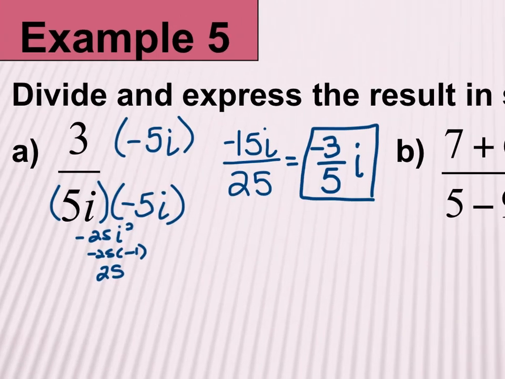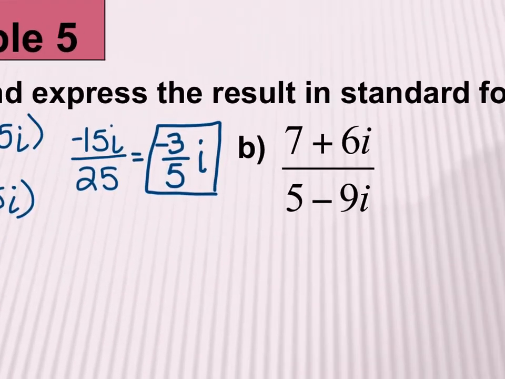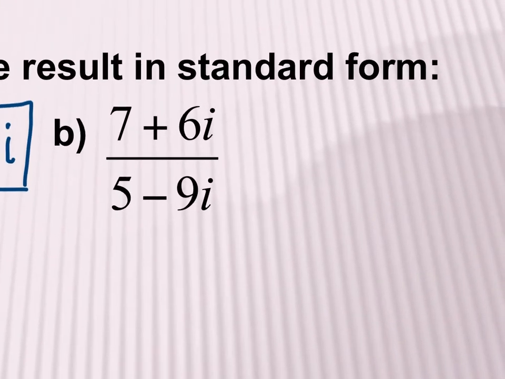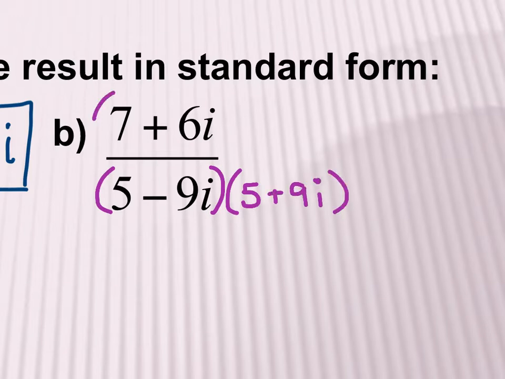Okay, now we'll look at B. This time I've got an expression in the denominator. So I've got 7 plus 6i over 5 minus 9i. The conjugate of 5 minus 9i would be 5 plus 9i. And I multiply both the top and the bottom by that.